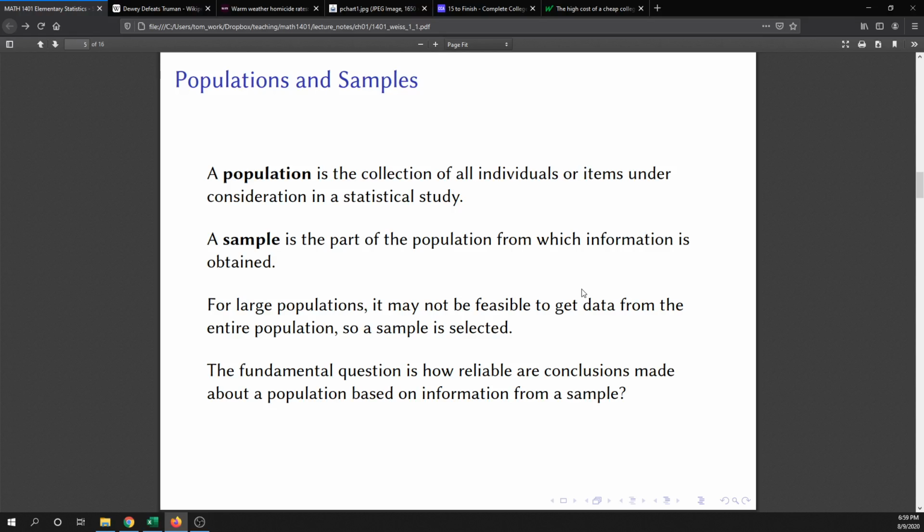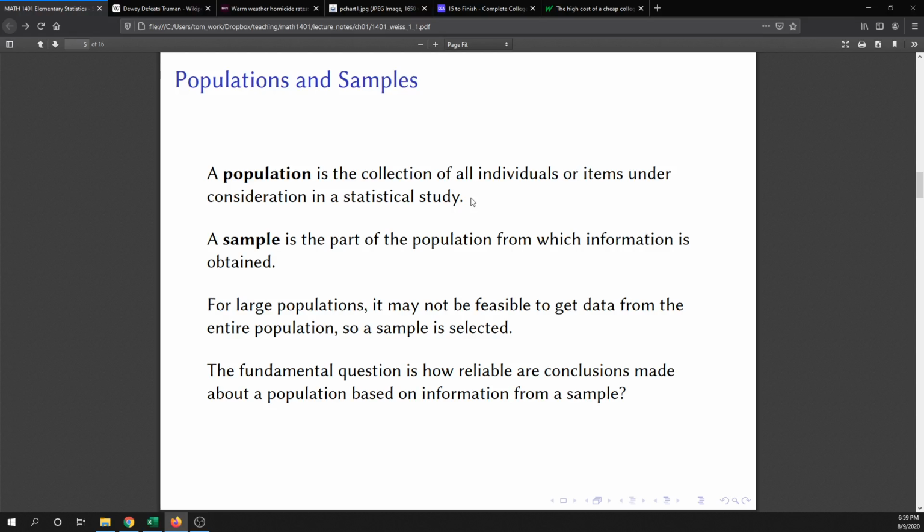Before we start talking about the other part of statistics, what we need to do is talk about the difference between a population and a sample. A population is the collection of all individuals or items under consideration in a statistical study. And a sample is a part of that population from which information is obtained.